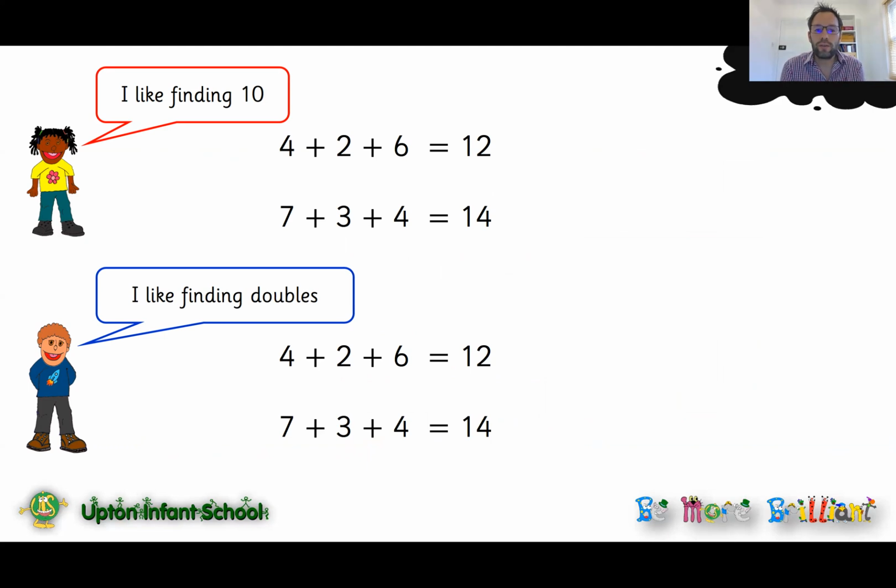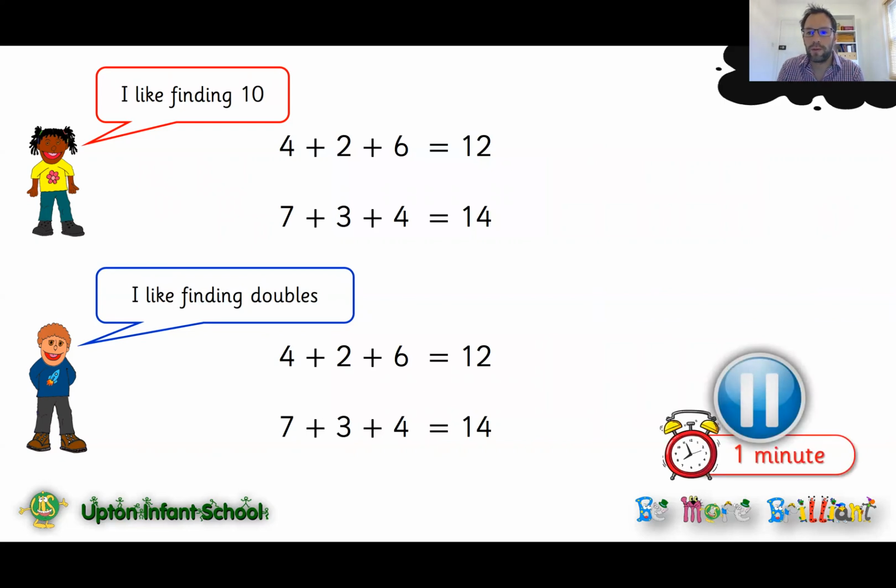And the children who are watching, what you've got to do, children, is see if you can look at those calculations and see if you can use Poppy's way of finding 10, or see if you can use Walt's way of finding doubles to work out the answers. Okay, pause the video whilst you have a little think about that.